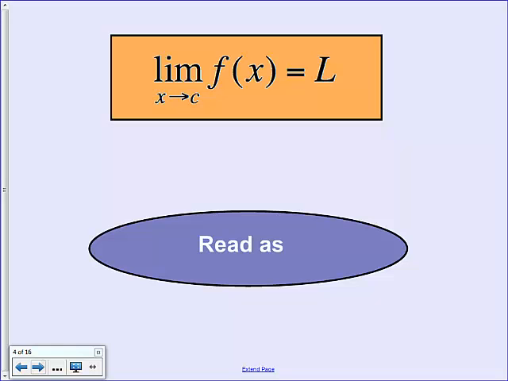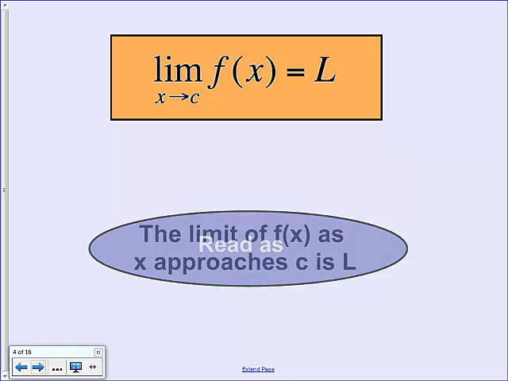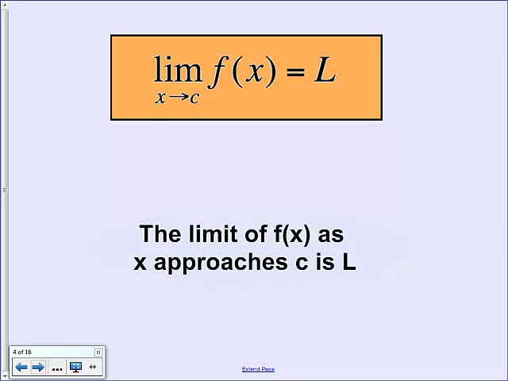Now, mathematically, this is what your symbols look like. That is how we write the limit. That is the limit of f of x as x approaches c is L. What we are looking at is we are given an x value we are approaching, so we want to know what y value we are approaching.